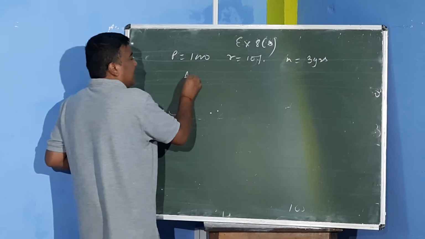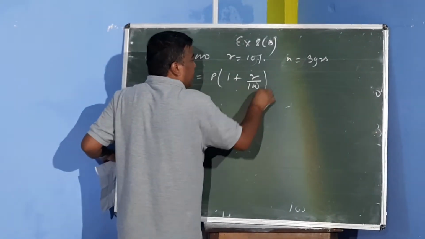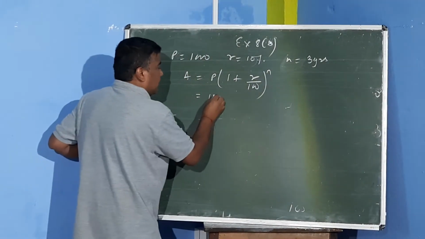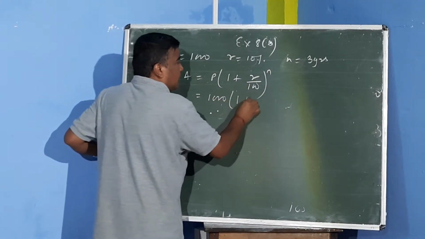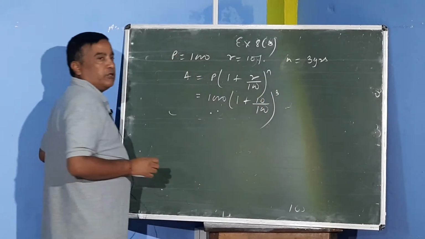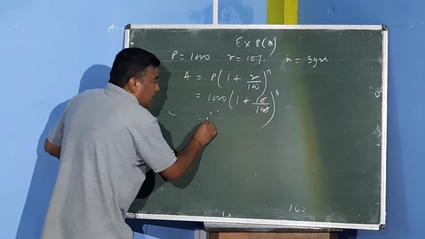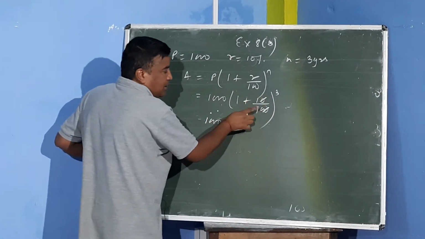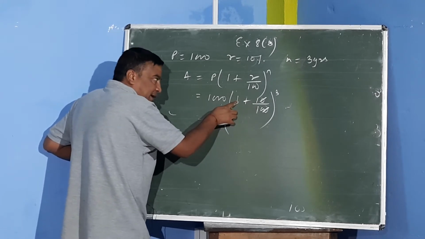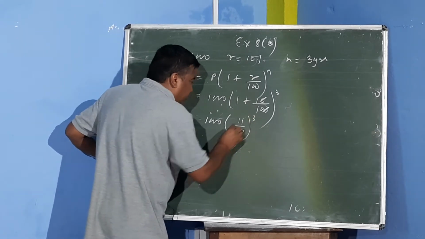Yearly means A equals P (1 plus R by 100) to the power n. Now, just put the values: 1000 times (1 plus 10 divided by 100) to the power 3. Now, these two zeros you can cancel. After that, 1000 times, now 10 ones are 10, plus 1 is 11 by 10, to the power 3.